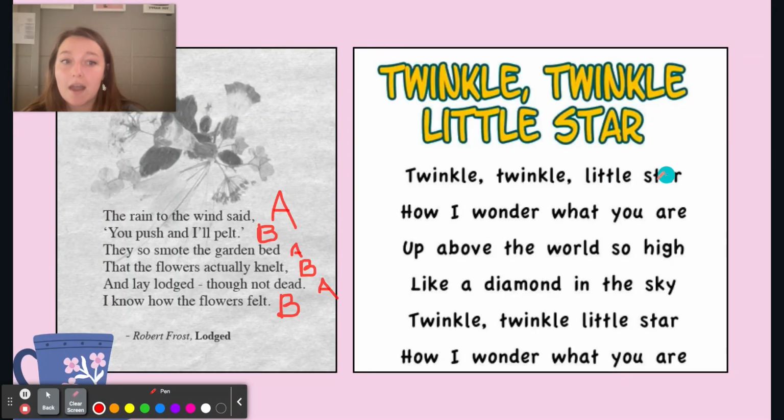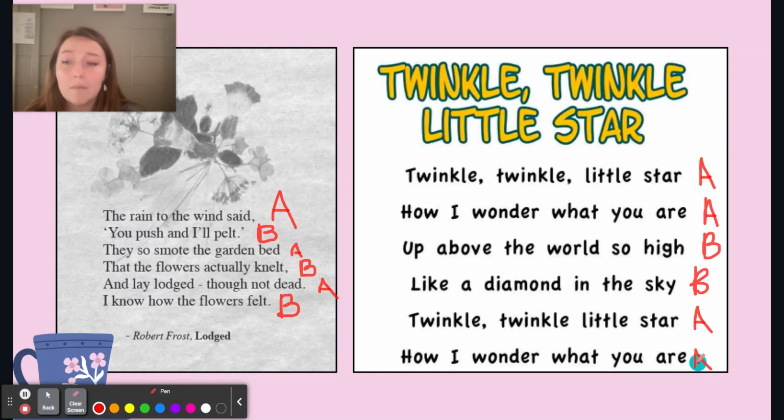So, since we have star, are, we know those are all going to get the same letter. Because star is our first ending sound, our first rhyme, those all get A. High doesn't rhyme with star or are though, so it gets the next letter in the alphabet, B. Sky does rhyme with high, so it also gets a B. And then we're back to star and are, so we go right back to that A.